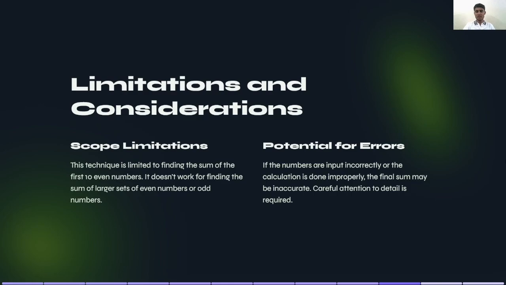Limitations and conditions: scope limitations and potential for errors. The first, let's see the scope limitations. This technique is limited to finding the sum of the first 10 even numbers. It does not work for finding the sum of larger sets of even numbers or odd numbers. Potential for error: if the numbers are input incorrectly or the calculation is done improperly, the final sum may be inaccurate. Careful attention to detail is required.